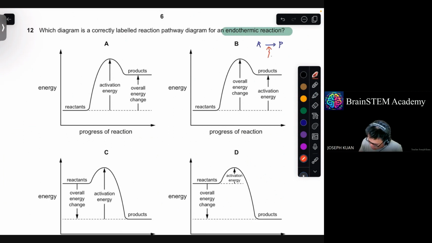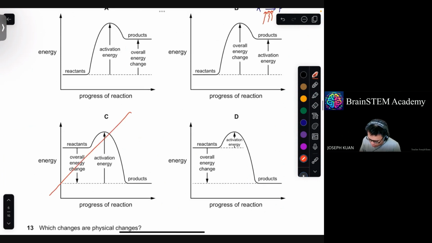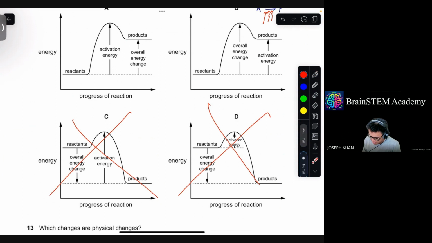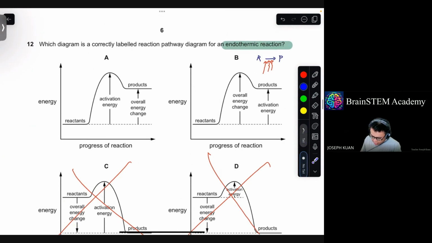Right, they suck heat energy in. They need to get boosted. Remember, endothermic reactions are about reactants getting boosted to become products as a net result. So C and D are obviously off because you see that reactants have a higher energy than products. These are exothermic reactions. So either A or B.